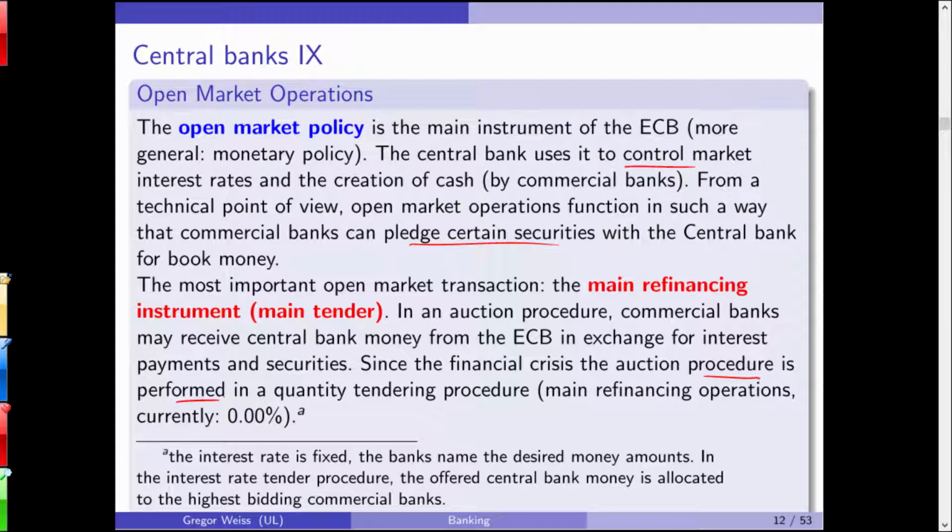The banks name the desired money amounts, and the interest rate tender procedure here, this is the quantity tendering procedure, and the interest rate tender, in this case, the offered central bank money is allocated to the highest bidding commercial banks. Now, the ECB has currently fixed the interest rate at 0%. So they're using a quantity tendering procedure.